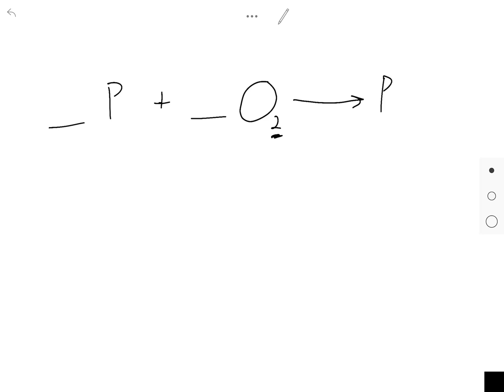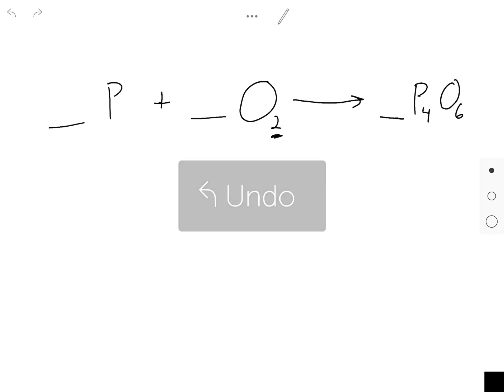It goes through a chemical reaction to form this P. Oops, let me draw a little. I guess changing everything here. A line there. It's P4O6. Okay, I don't know what this is called. Phosphorus oxide or something. I'm not sure.